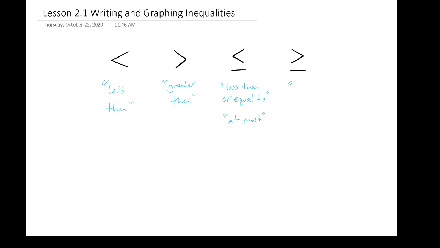The next one, which is the greater than symbol, also has the line underneath, meaning that this is greater than or equal to. Again, it is inclusive of that value, as well as showing a range, and this would denote at least. So this is the floor of some sort of value. It includes that value, and then goes above.